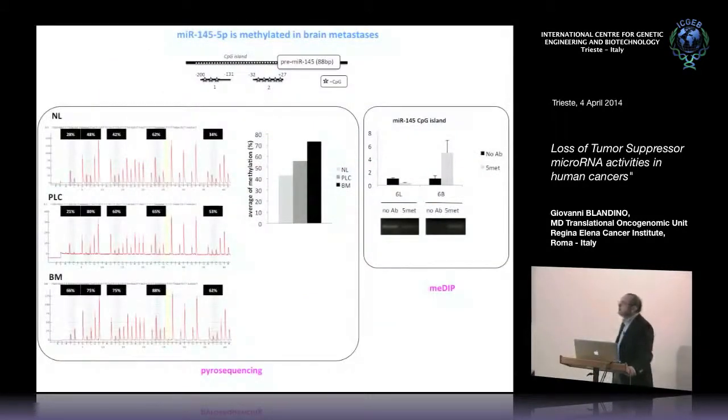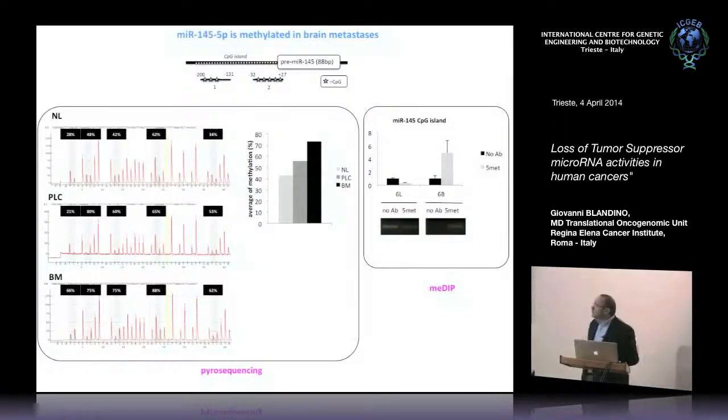Then, of course, we again tried to understand how this downregulation of miR-145-5P occurs. We had the chance, with pyrosequencing, to test some of these specimens that we used for the profiling. You can see that there is an increase of methylation when we move from the matched normal lung, to primary lung, and to brain metastasis in this subset of matched patients. Of course, we could check again the methylation of the CpG island of one of these regulatory regions, and again we could.